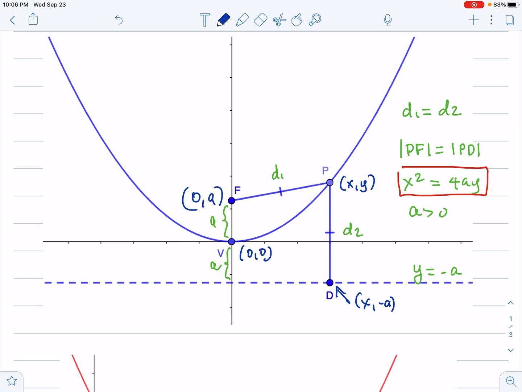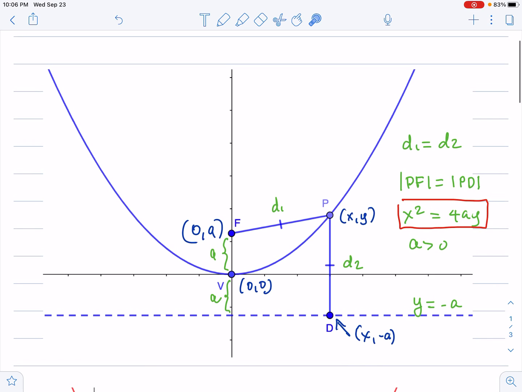But before we do that, gusto kong balikan sandali yung derivation na ginawa natin sa equation ng parabola with vertex at (0, 0). So alam natin na yung parabola is a set of points na pareho yung distance from a point and a line. Yung point na yun ay tinatawag natin na focus, while the line is called directrix.